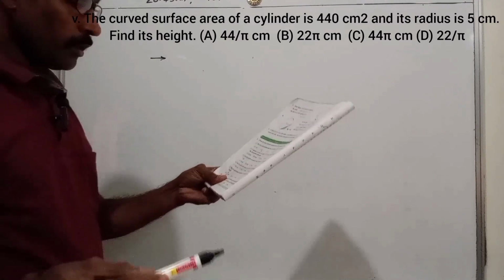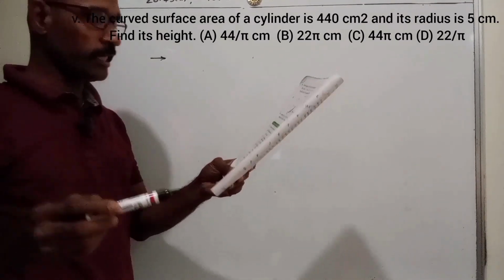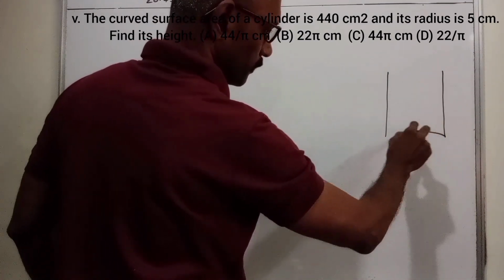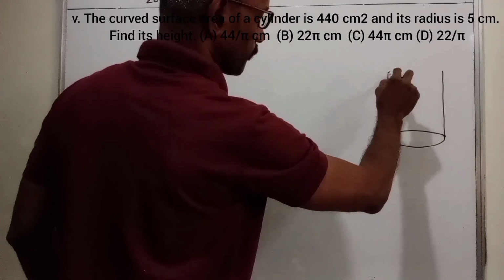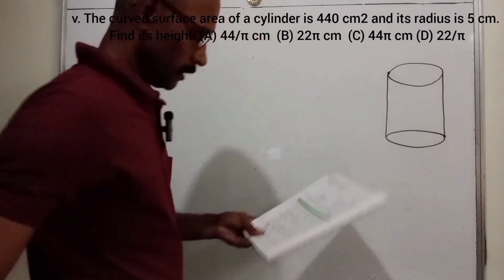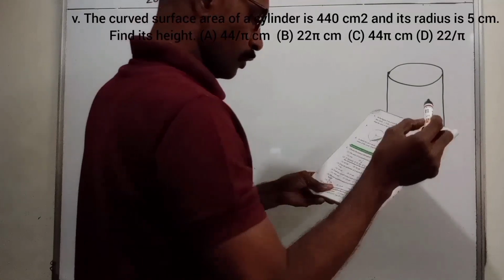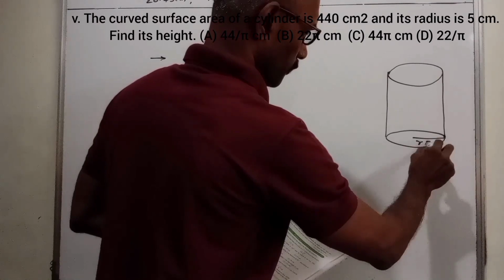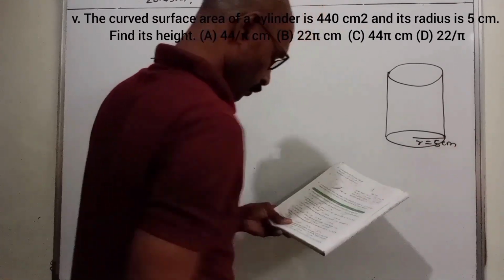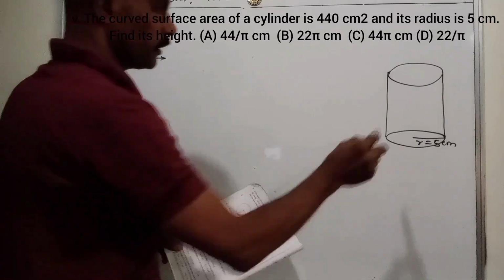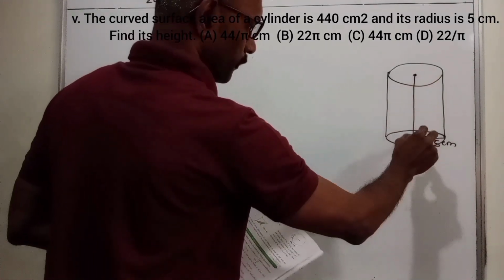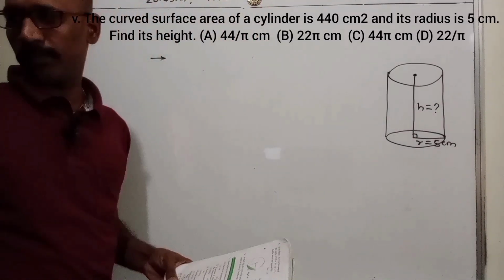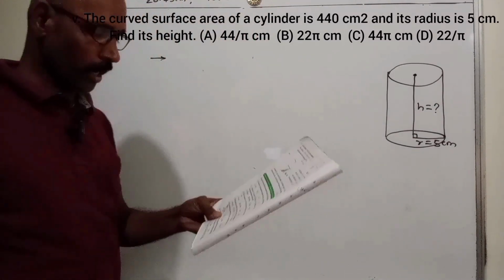Question number 5. The curved surface area of a cylinder. This is cylinder. Now the radius R is equal to 5 centimeter. Then find its height in terms of pi.